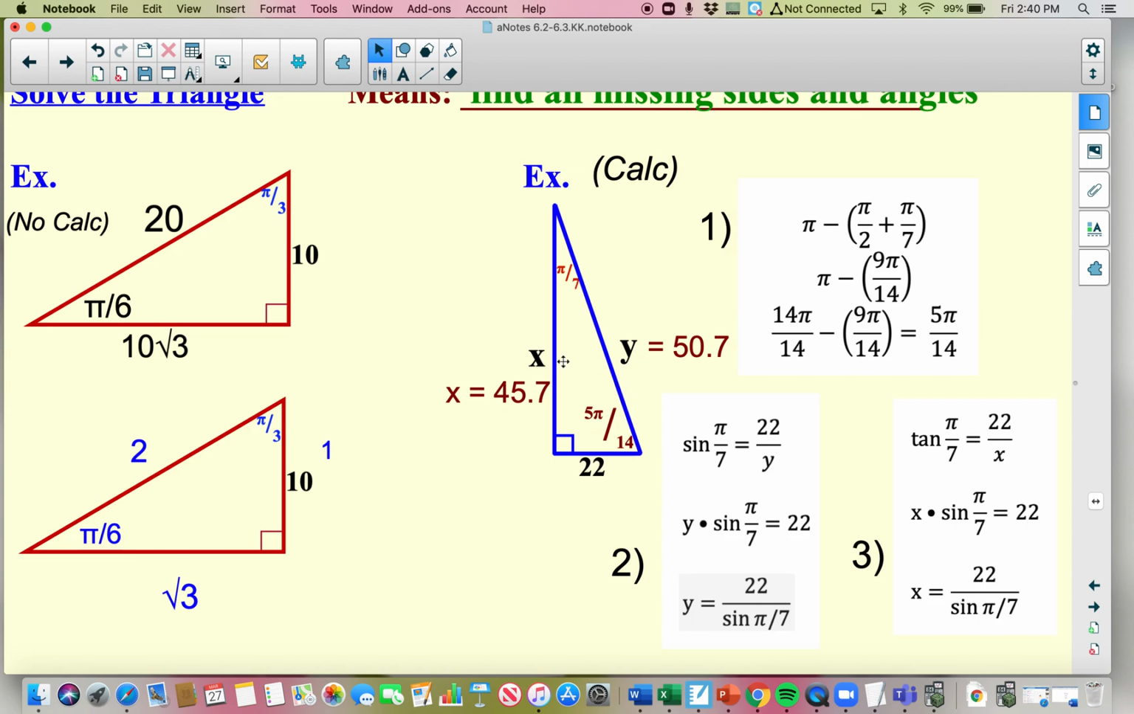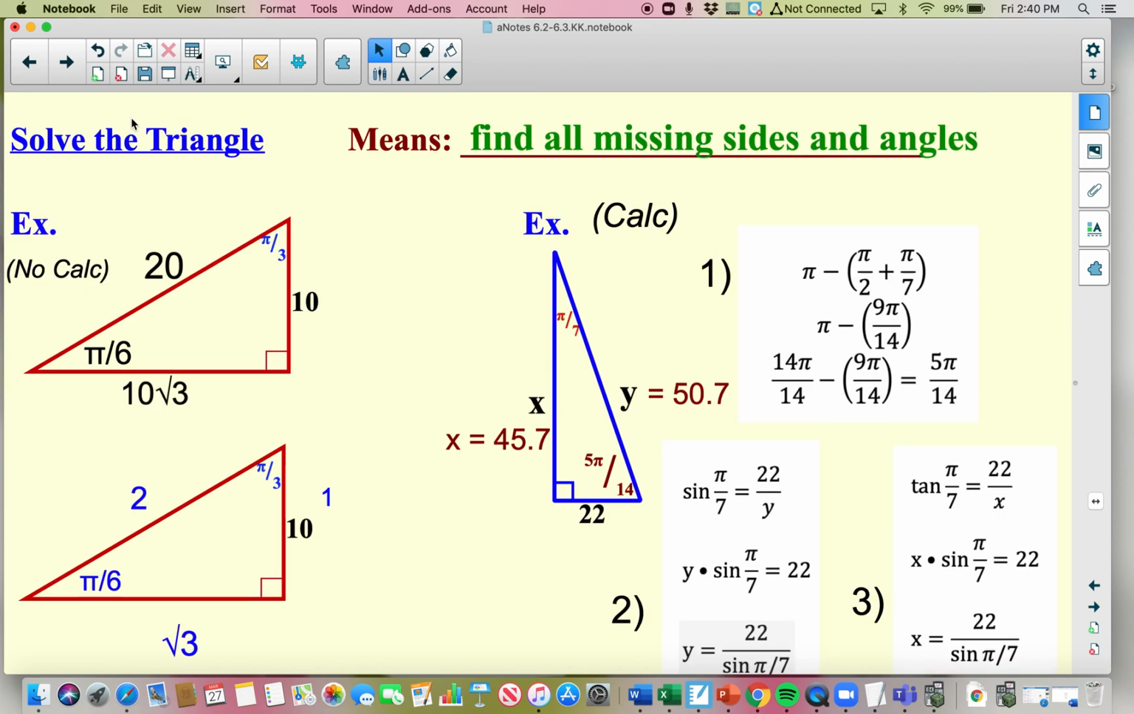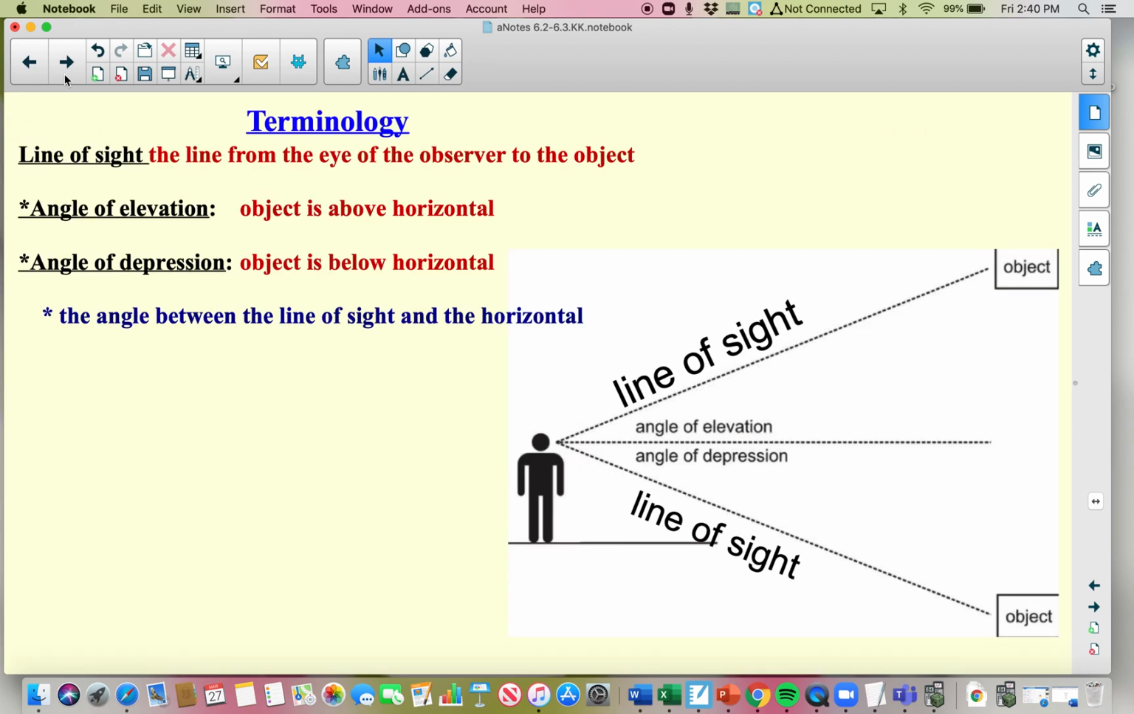So there you have an example of solving a triangle. No different than what you've done before, except you have to think in a different mode now, radians. All right, on to a couple application questions.